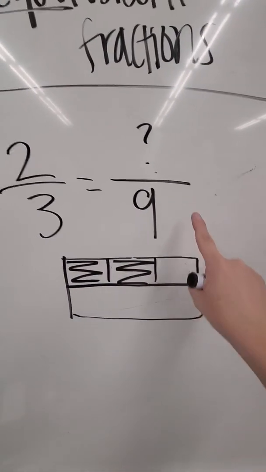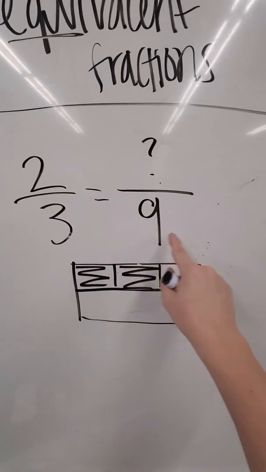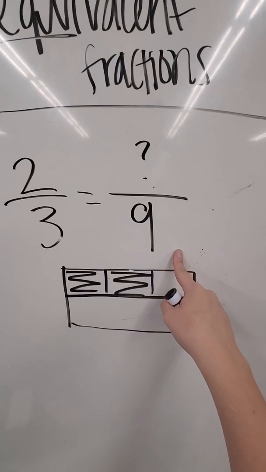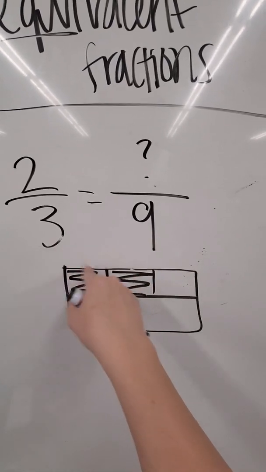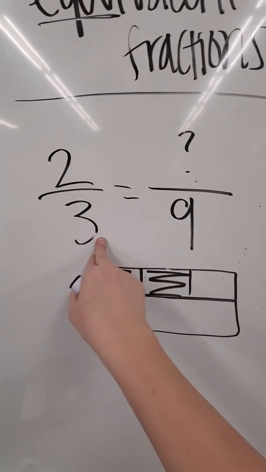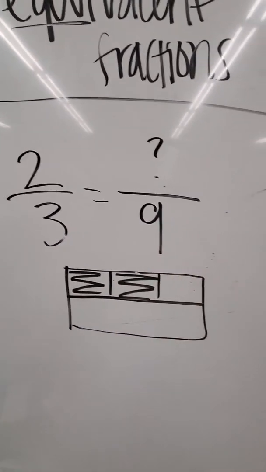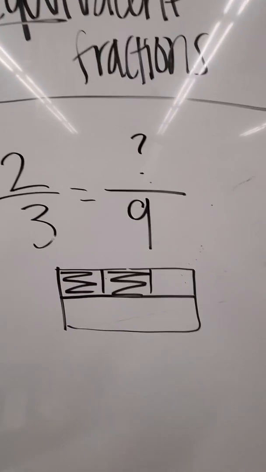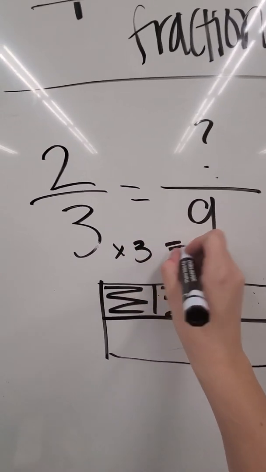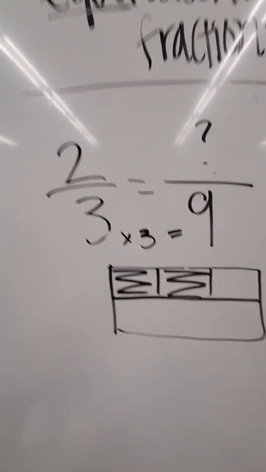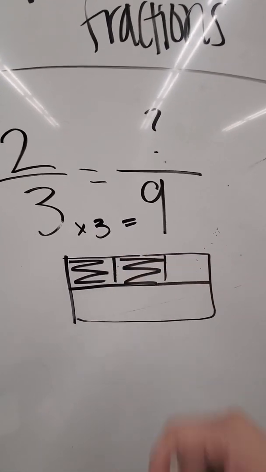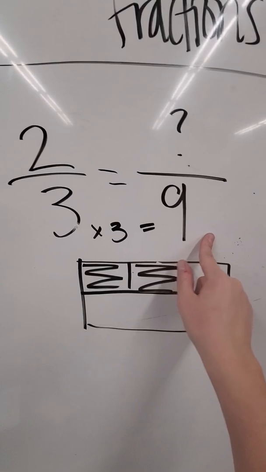All right, this one now says 9, so these thirds are going to have to be equivalent to these ninths. So we have to figure out what's the connection between 3 and 9. How do we go from 3 to 9 pieces? Hopefully you know your math facts and you know that 3 times 3 equals 9. So if I go 3, 4, 5, 6, 7, 8, 9, I just multiplied 3 times to get 9.